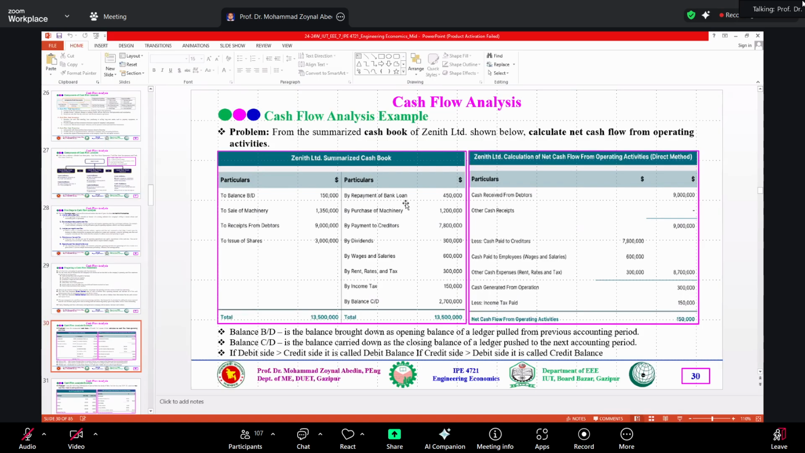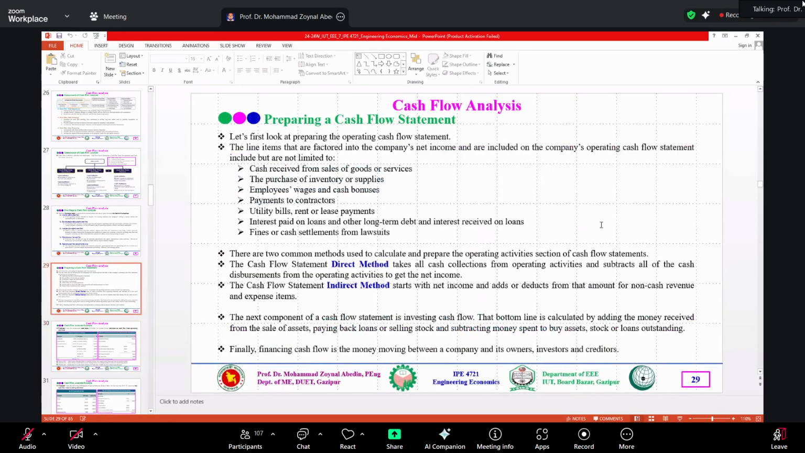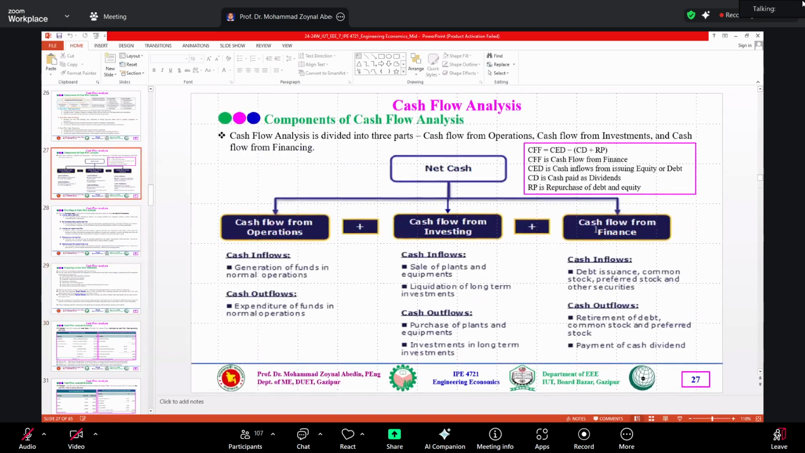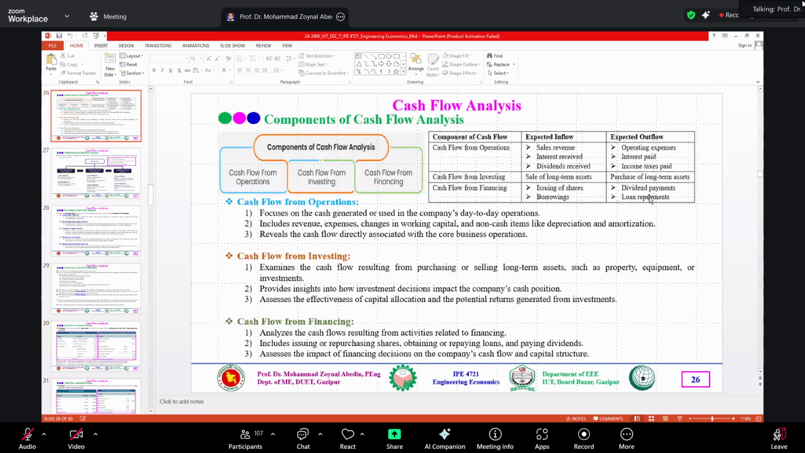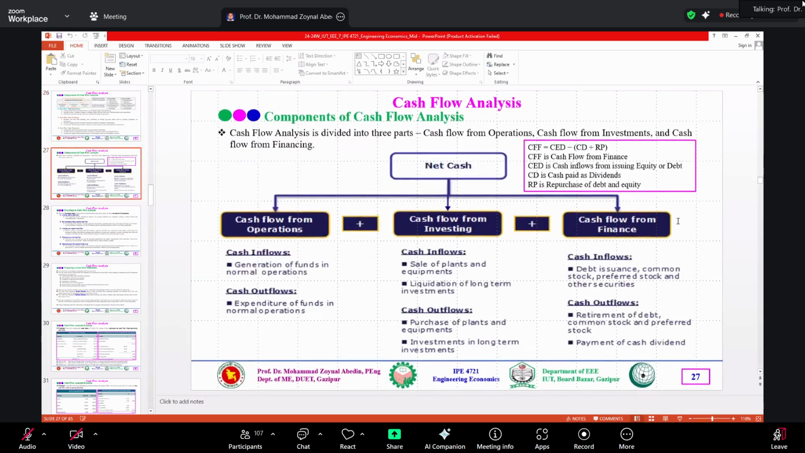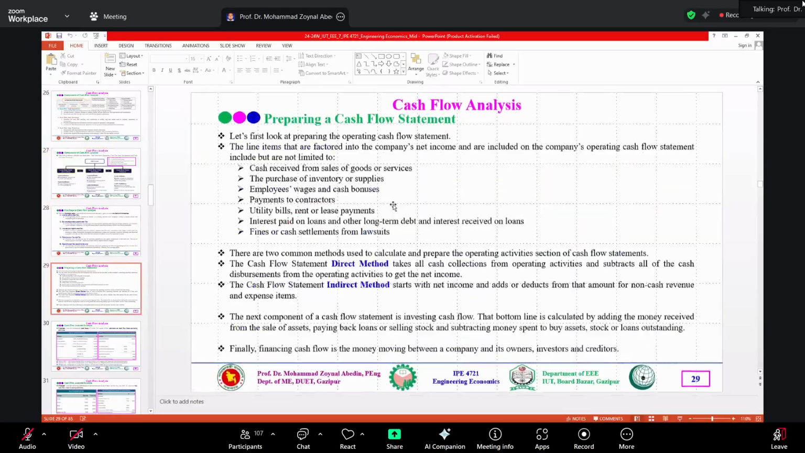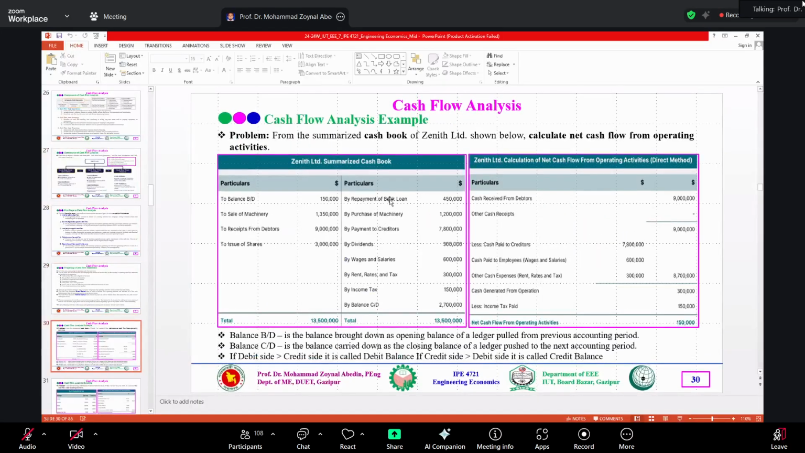Okay. This one, the bank loan, here it says loan repayment. Loan repayment is financial activities, not operational activities. Bank loan will not come. Machinery, bank loan is for the financial activities. Machinery is for the investment activities. Careful. Okay.